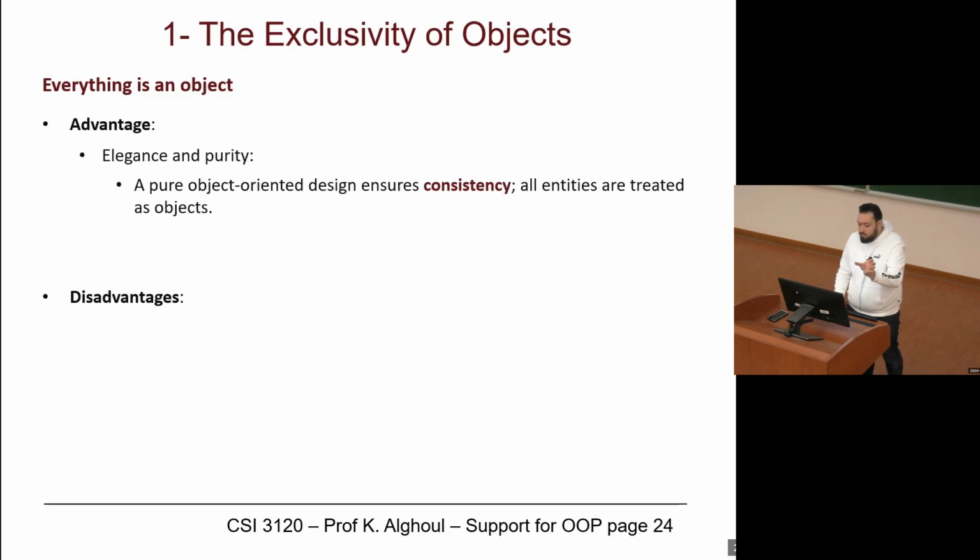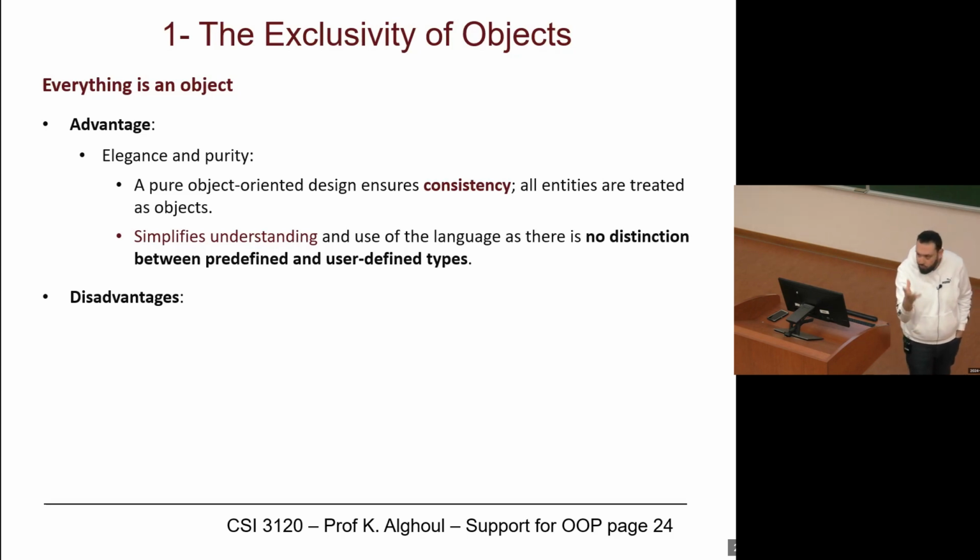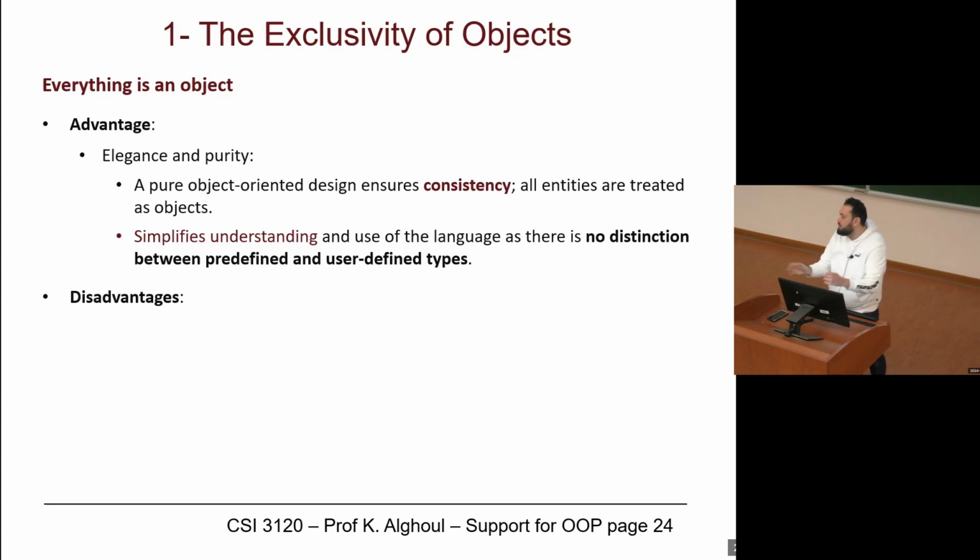Elegance and purity. A pure object-oriented design ensures consistency. Everything is objects, everything is the same thing. They are going to be treated all the same way. The other one is that it simplifies understanding and use of the language, as there is no distinction between predefined and user-defined types. So what does this mean? There is no distinction between, for example, a float or double, and your own class. So it's going to be easier to learn because everything is treated the same.